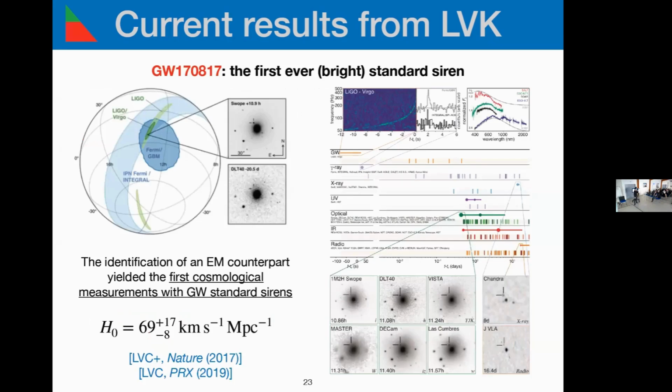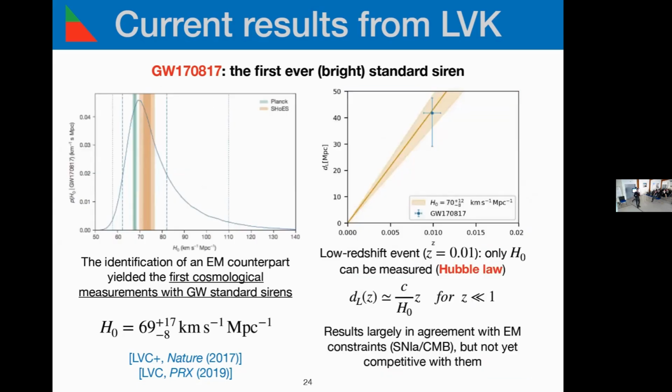So the first results we got, and still the best one, is GW170817, as I said before. By taking the redshift measurement from the host galaxy that we identified through the counterpart, we got a constraint at the level of, let's say, around 20% on H0. This is not competitive with the standard electromagnetic observations like CMB and supernovae, but it is a compatible measurement, as you can see here.